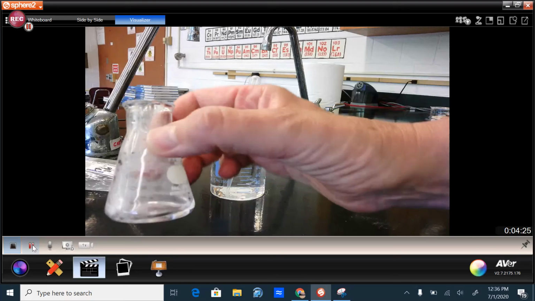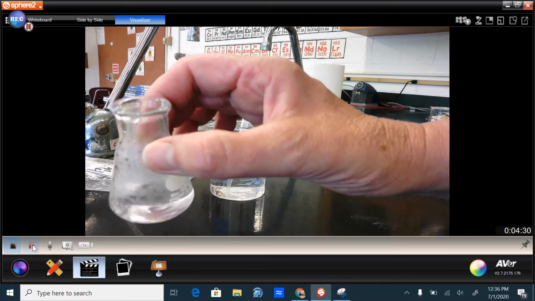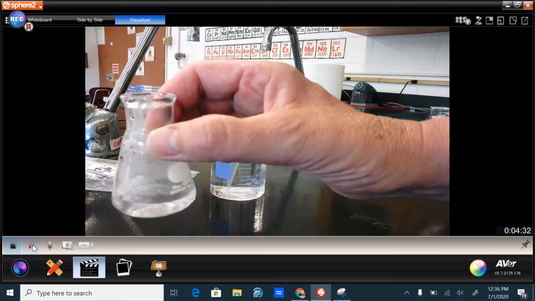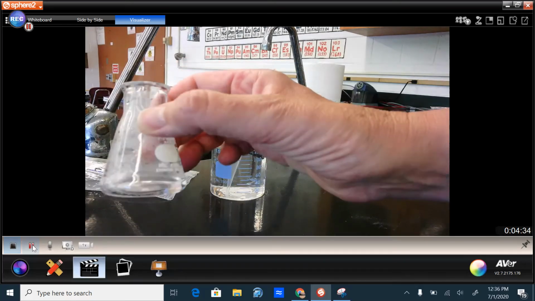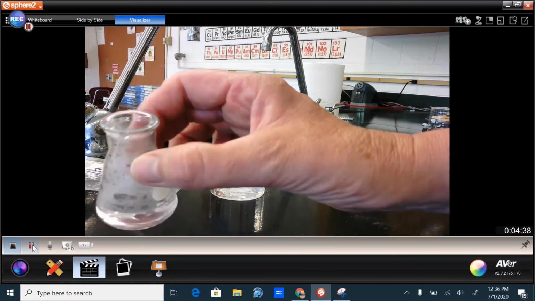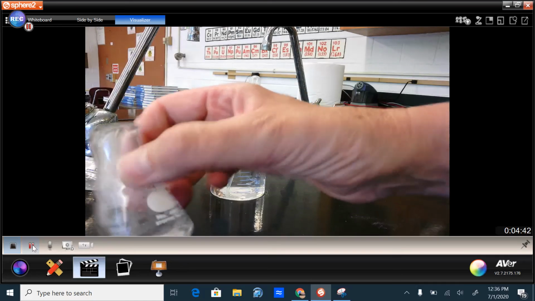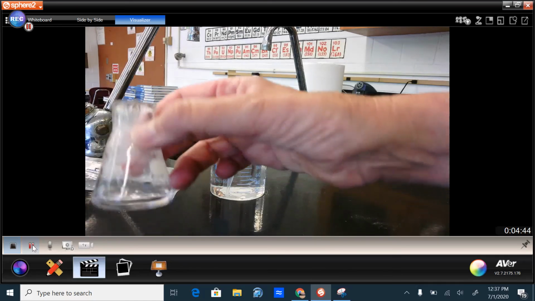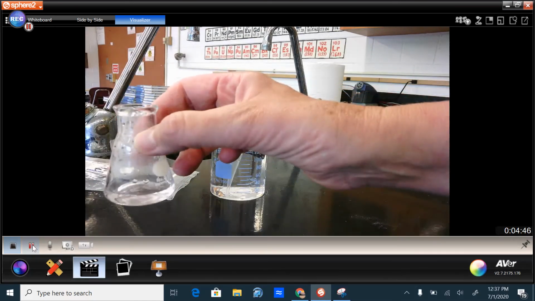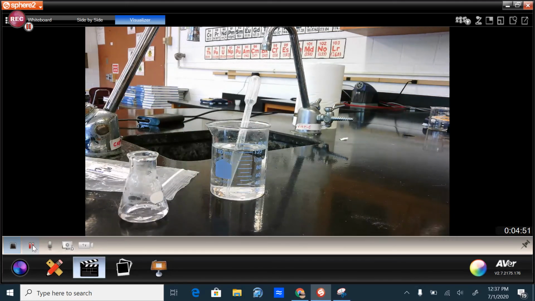So we have 4 different processes that we looked at. We dissolved salt in water. We added baking soda to vinegar. We boiled water. And we added magnesium to hydrochloric acid. And we need to decide which ones are chemical changes and which ones are physical changes. And we need to give evidence of what we have decided.